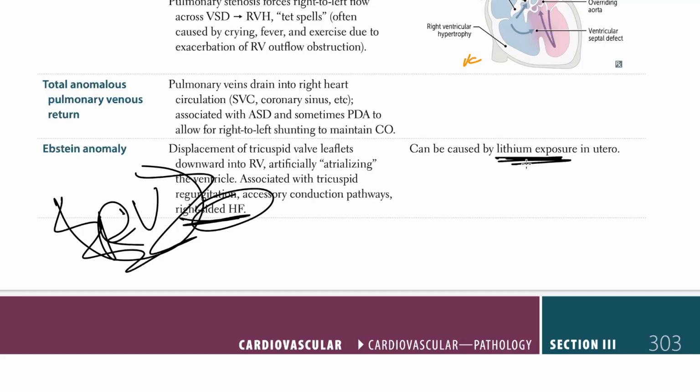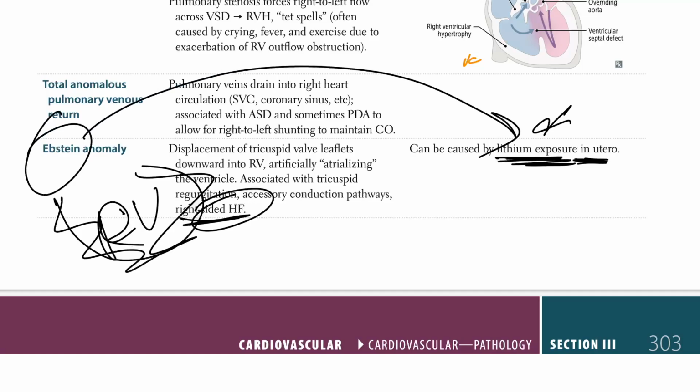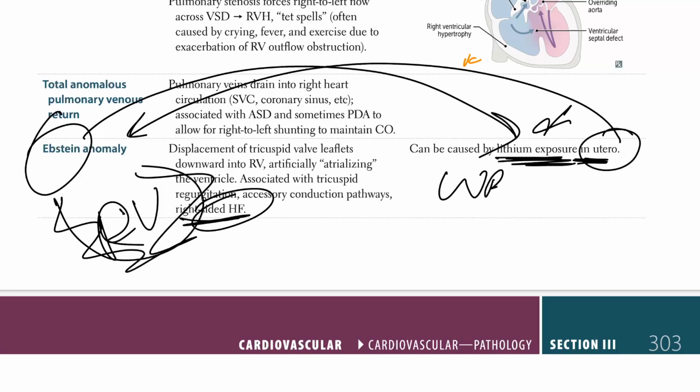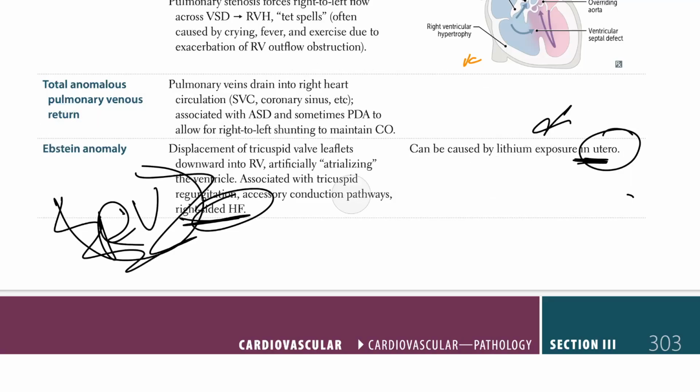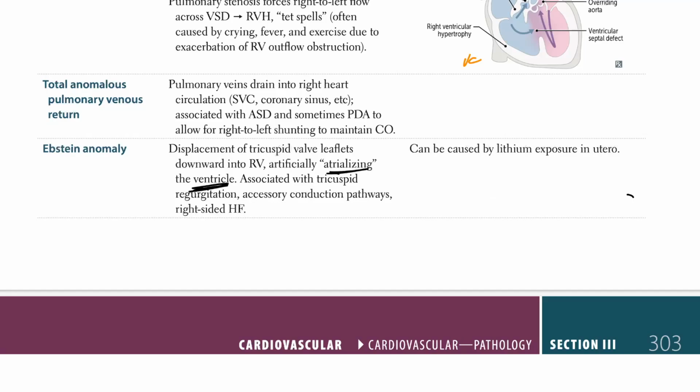Can be caused by lithium exposure in utero, high yield. Epstein anomaly. That's how most of the questions will come in, like lithium exposure in utero, Epstein anomaly. Other thing is Wolff-Parkinson-White syndrome, right? WPW. So lithium leads to Epstein anomaly. Lithium leads to Wolff-Parkinson-White syndrome. And important high yield point: atrialization of the right ventricle and displacement of the tricuspid leaflets if you have lithium exposure in utero.